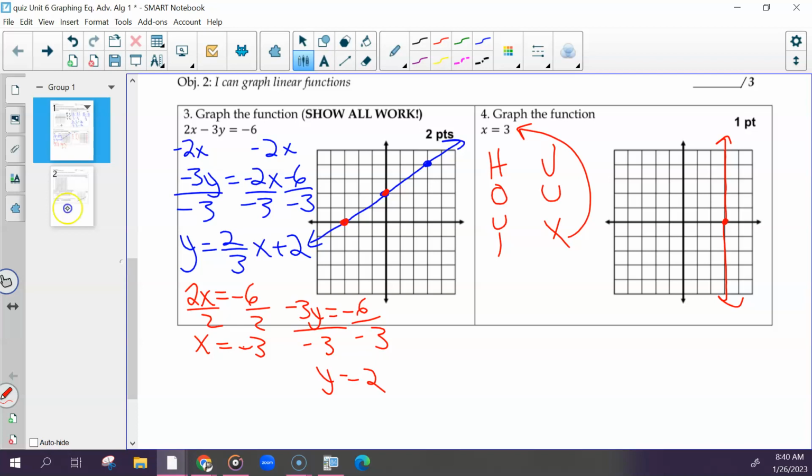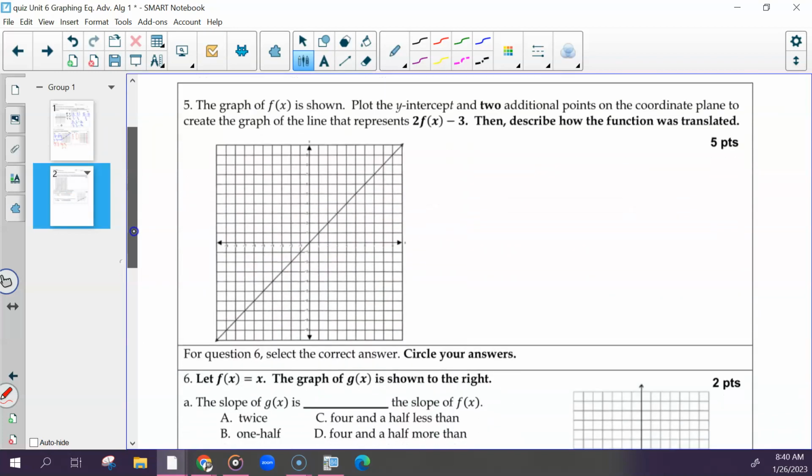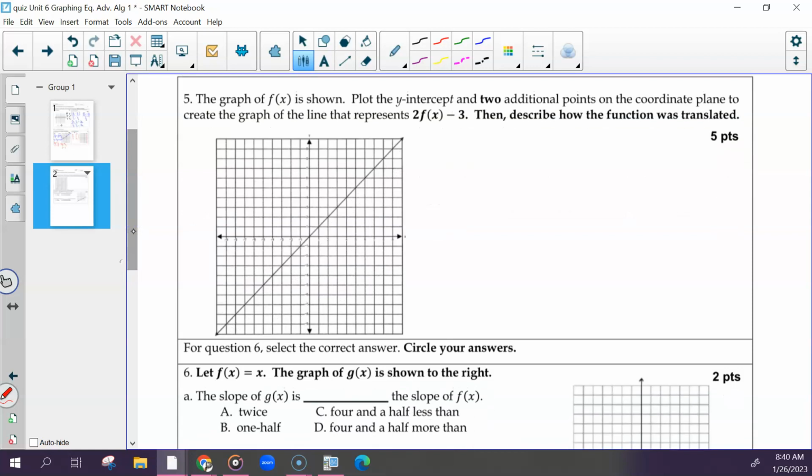And then the back gave us more trouble than the first two. So this first one, you needed to do a few things. One, make sure you're reading the directions because they're very specific. We need to plot the y-intercept and 2 additional points. So you should only have 3 points on this graph.